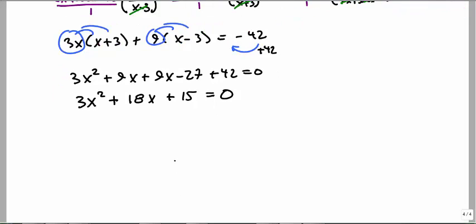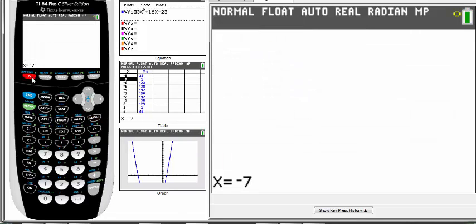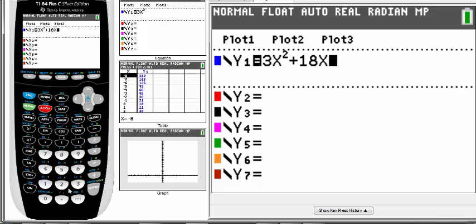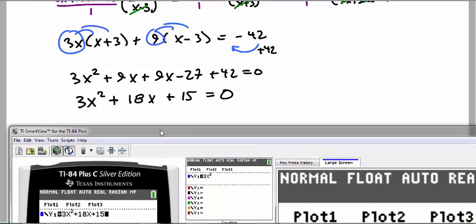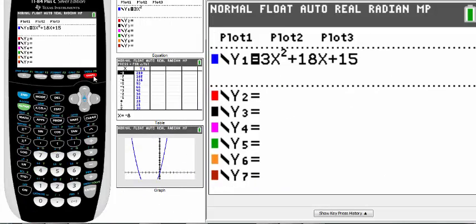Let's go ahead and graph this right away to see if we get a nice integer solution. 3x squared plus 18x plus 15. So clear, y equals 3x squared plus 18x plus 15. I want to double check that. 3x squared plus 18x plus 15. Let's go ahead and hit graph.